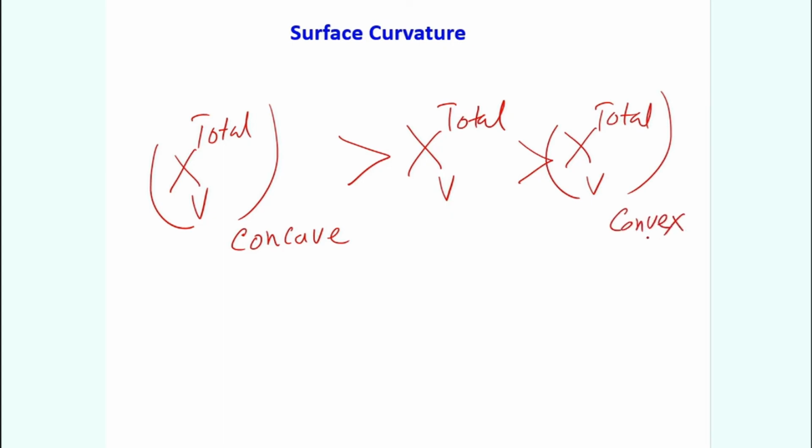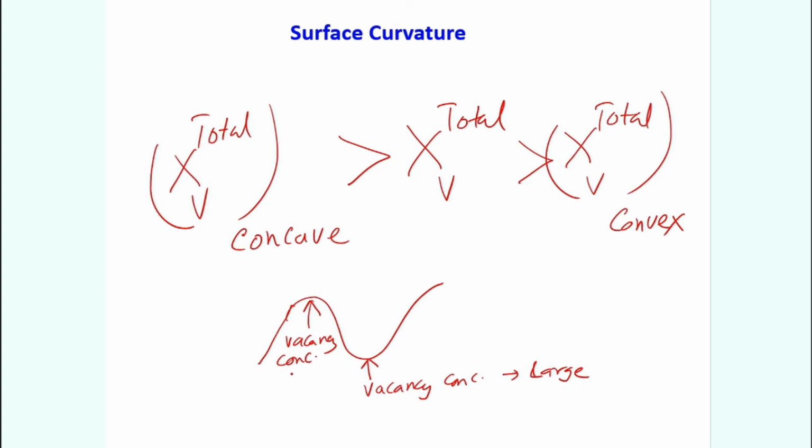Convex. It is very interesting, right? If you have a surface like this, the vacancy concentration will be large here, and here the vacancy concentration will be small. So, vacancies will move from here to there. As the vacancy is moving from here to there, mass will move from there to here. That is obvious, right. That is something we should always remember. So, this is going to happen.